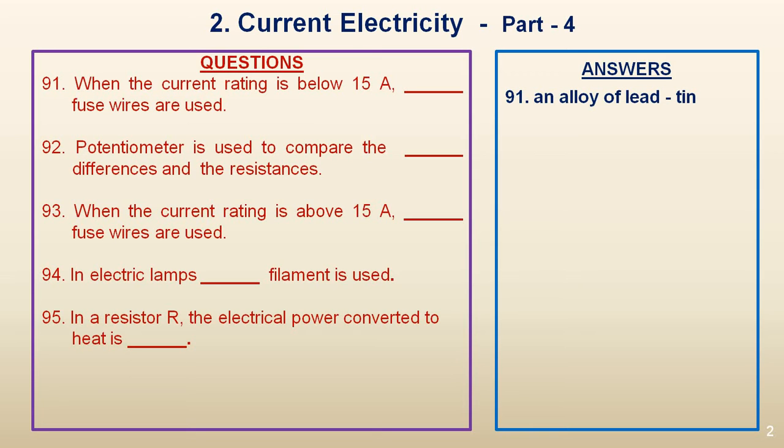Question number 92. Potentiometer is used to compare the potential differences and the resistances. Question number 93. When the current rating is above 15 ampere, copper fuse wires are used. Question number 94. In electric lamps, tungsten filament is used. Question number 95. In a resistor R, the electrical power converted to heat is given by the equation P equal to I square R, and it is equal to V square by R.